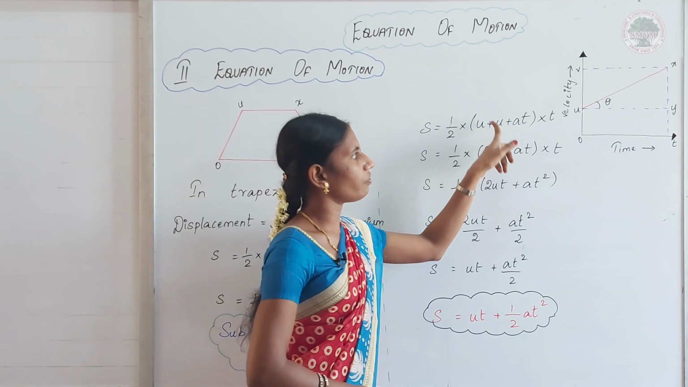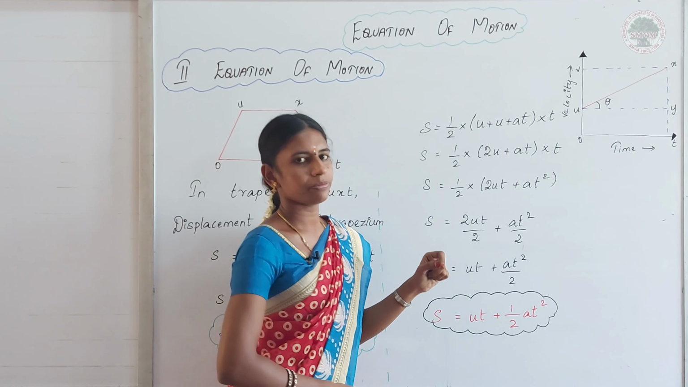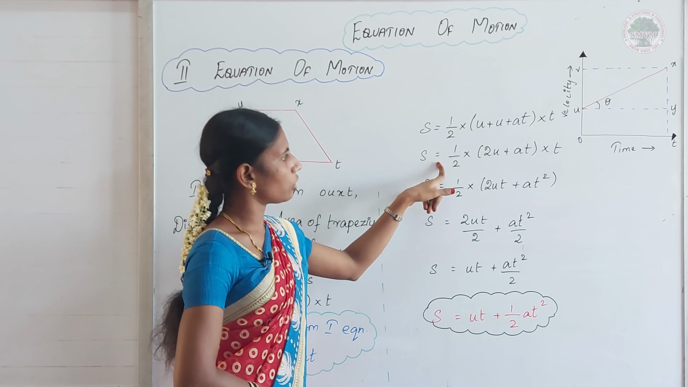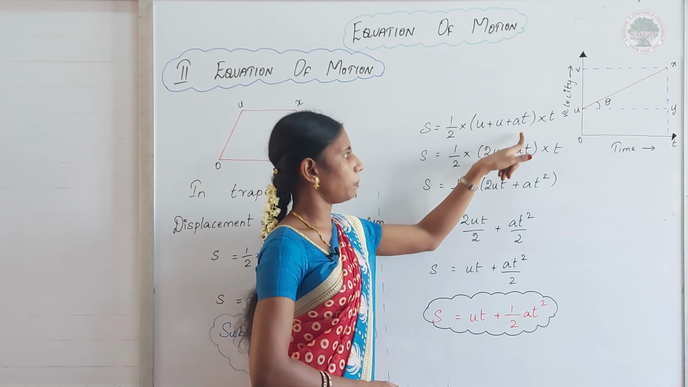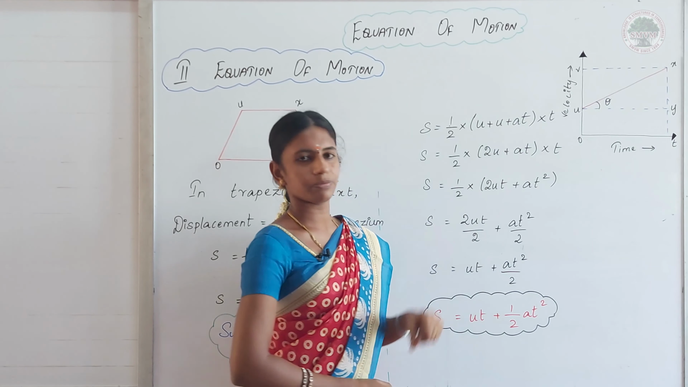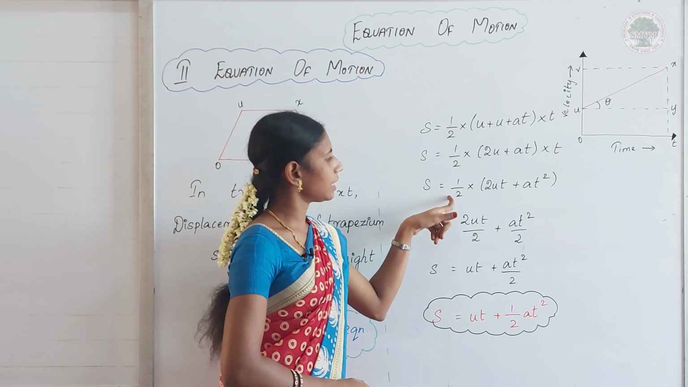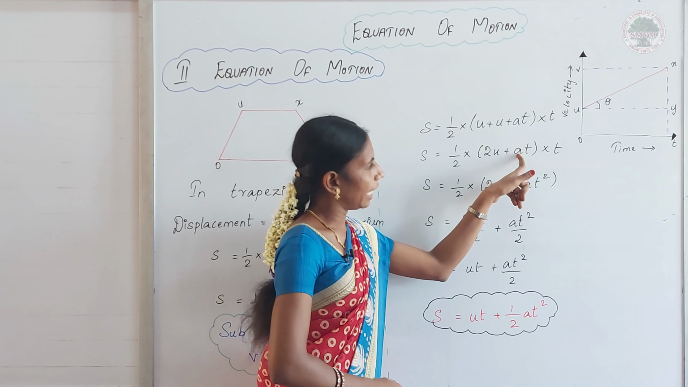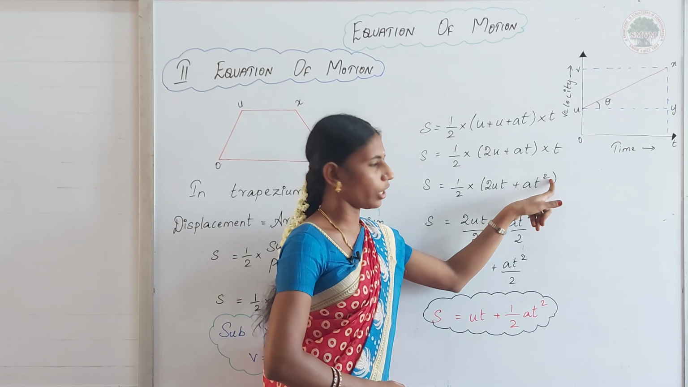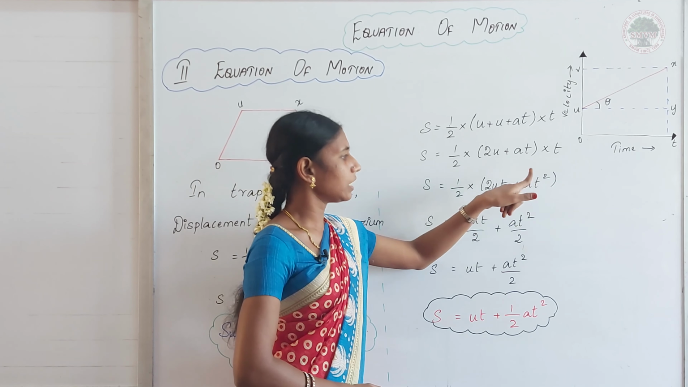So instead of V, we have replaced it with U plus AT into T. Next step, S is equal to half into (U plus U becomes 2U plus AT) into T. Now I am going to multiply this T inside. So S is equal to half into 2U into T, 2UT, plus AT into T, AT square. So 2T, when it is multiplied, it becomes AT square.